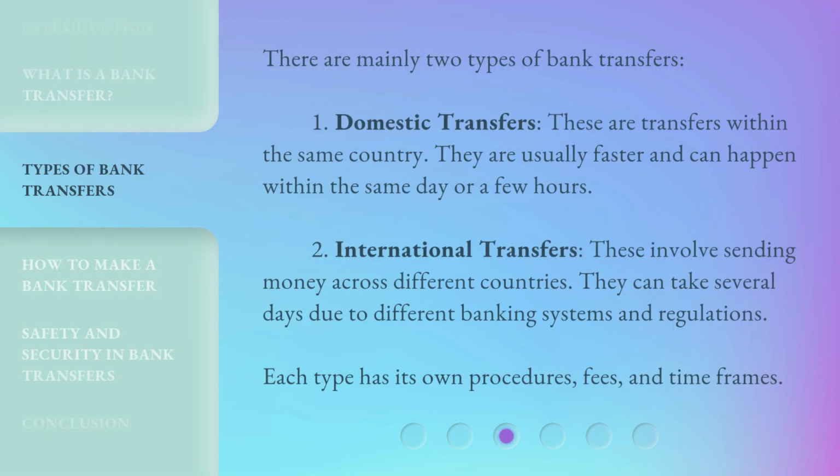There are mainly two types of bank transfers. 1. Domestic transfers. These are transfers within the same country. They are usually faster and can happen within the same day or a few hours. 2. International transfers. These involve sending money across different countries. They can take several days due to different banking systems and regulations. Each type has its own procedures, fees, and time frames.